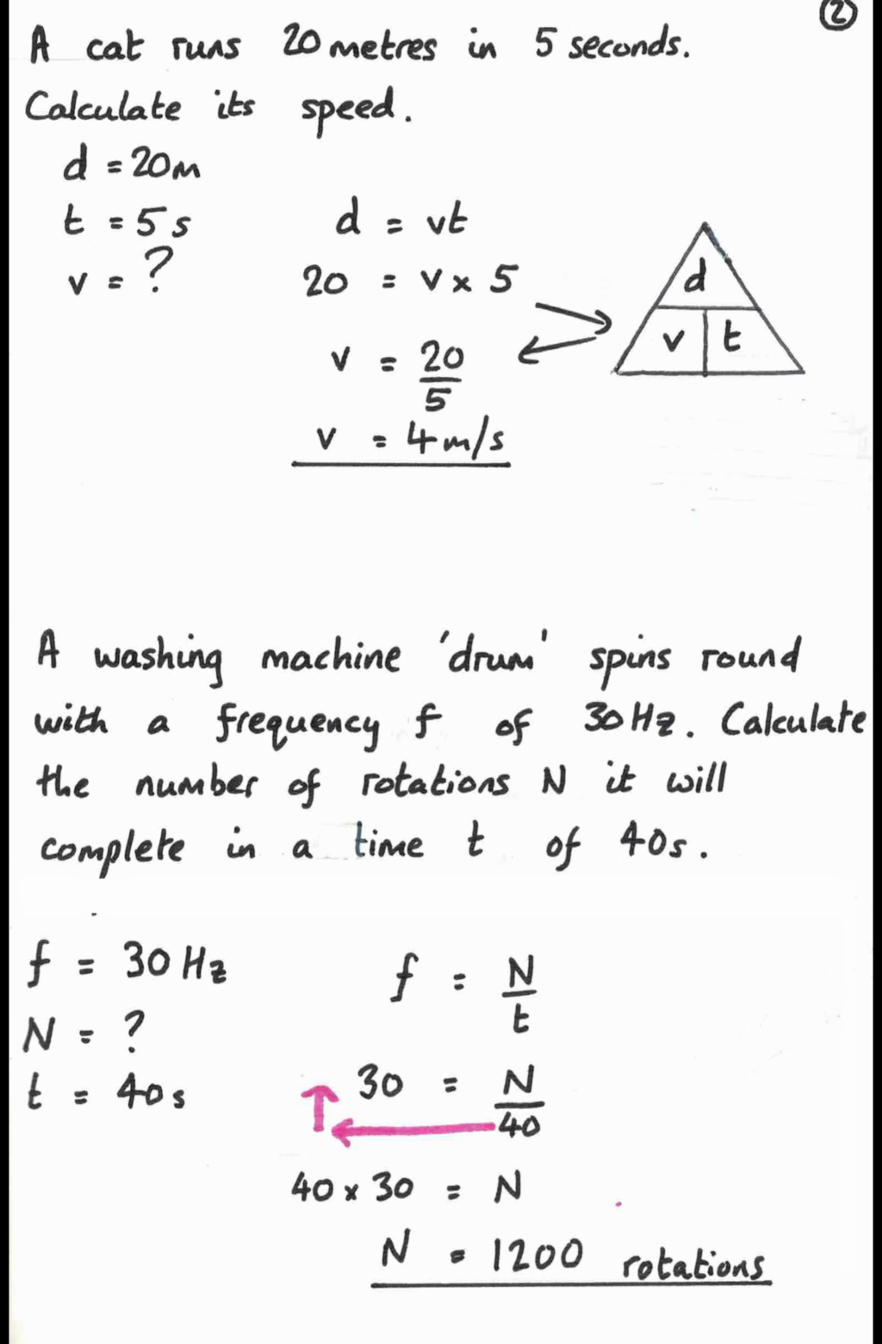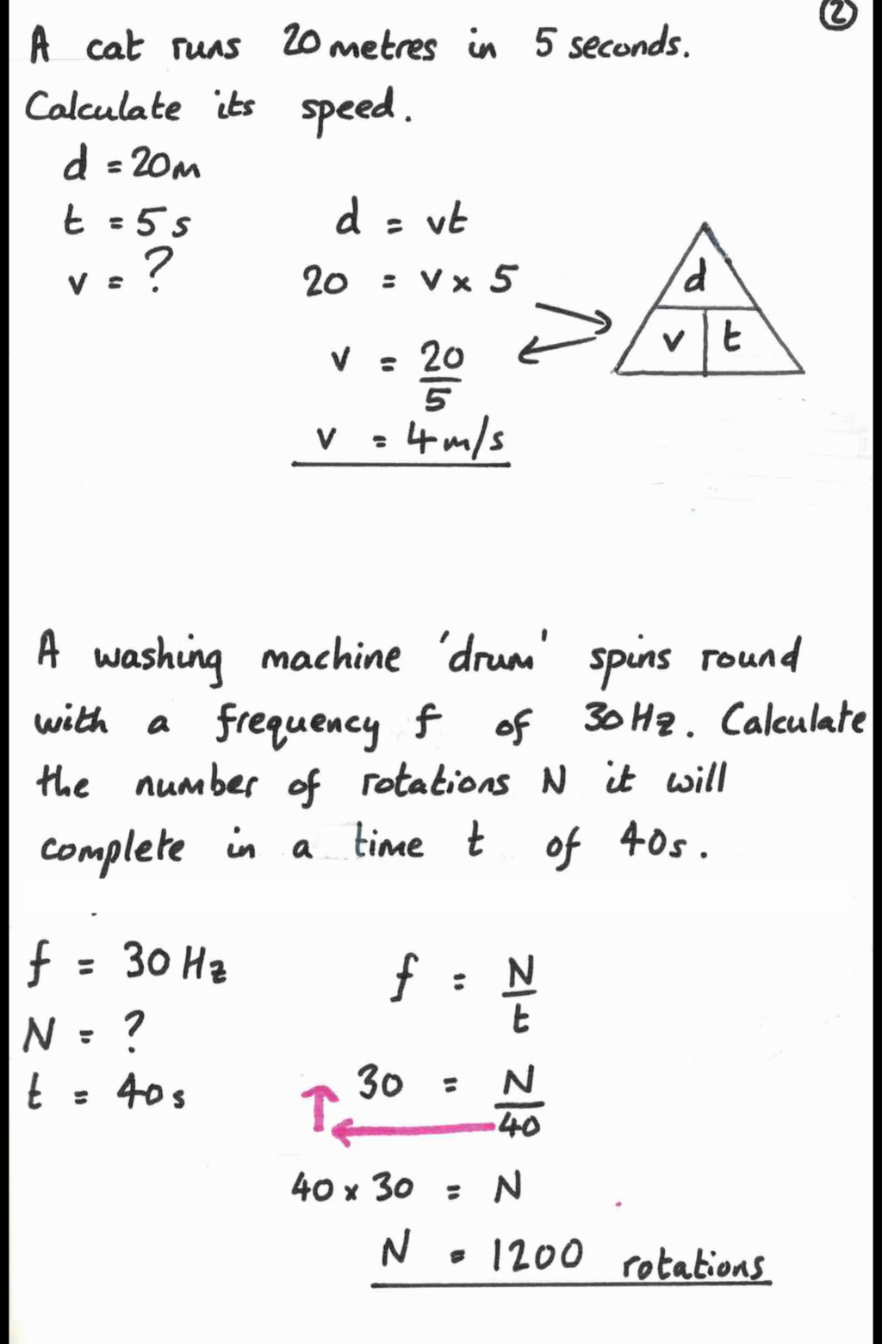Here's the final example, which we'll firstly do by the algebra way. A washing machine drum spins round with a frequency of 30 Hz. Calculate the number of rotations it will complete in a time of 40 seconds. Step 1, as ever, is the shopping list. F equals 30 Hz, N equals question mark, and T equals 40 seconds. The likely-looking formula we find on the formula sheet is F equals N over T, so we copy that out.